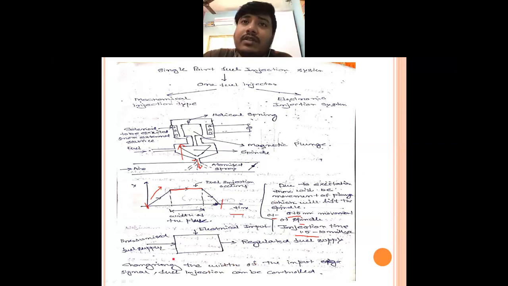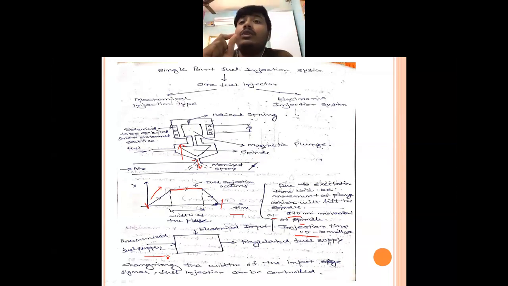In the electronic injection system, the fuel is pressurized, just like the fuel supply of a compression ignition engine. So there is a pressurized fuel supply, an electrical input, and an electronic circuit. I will give you the total circuit in your WhatsApp group. The circuit is a little bit complicated, so I will give you the circuit diagram and just go through it. The electrical input is given. There is an electronic control unit which controls the flow rate of the fuel. So it is more modified and more costly.